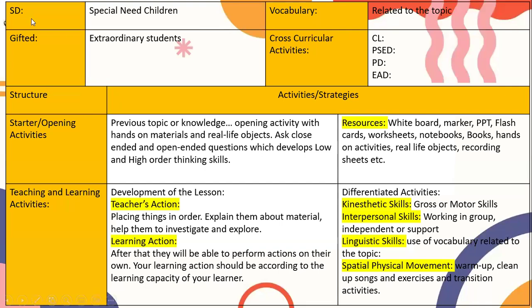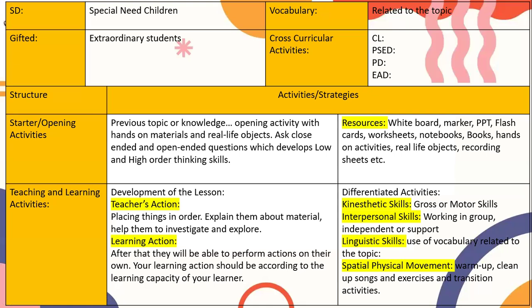Then I was telling you about SN children, special need children. You have to put your special need children's names over here. Then the vocabulary related to the topic. Then gifted children, extraordinary children, who you don't need to put efforts into in the classroom and who are mashallah extraordinary, talented in everything. Those children's names can be written over here also. Then cross curricular activities, as I told you before: what communication and language is involved in it, how PSED is involved, how PD is involved, and how EAD is involved in it.